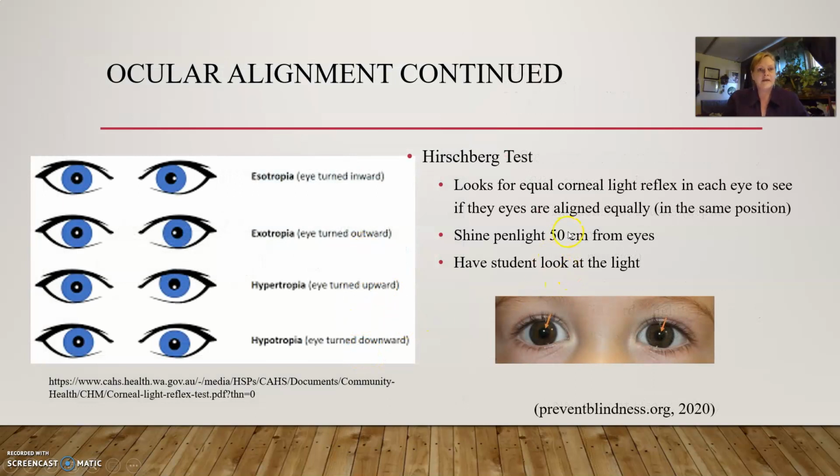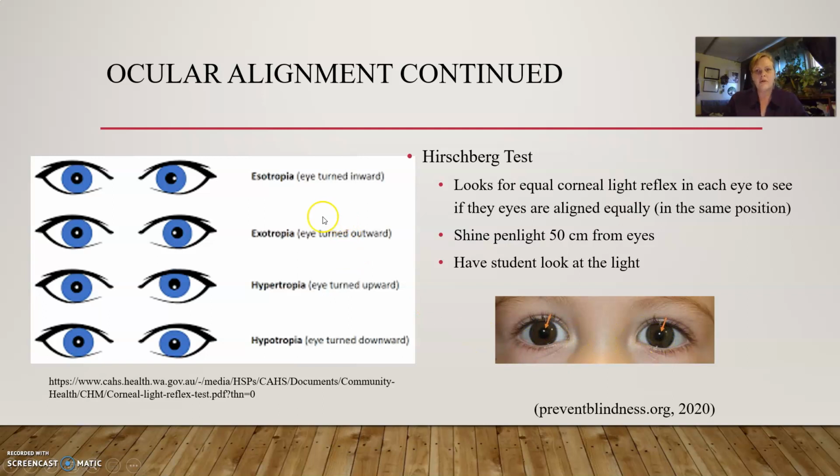Another test we can use to check ocular alignment is the Hirschberg test. This looks for equal corneal light reflex in each eye to see if the eyes are aligned equally or in the same position. So we shine a pen light 50 centimeters from the eyes and have the students look at the light. You can see the reflection in both the pupils is in the same place.